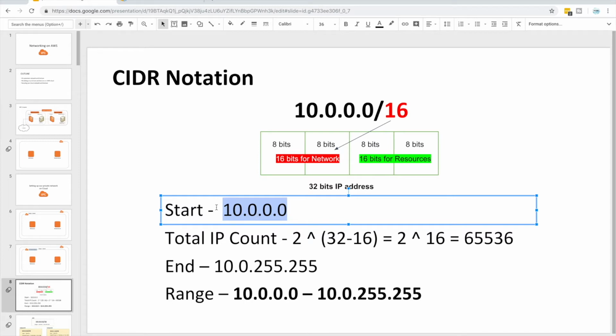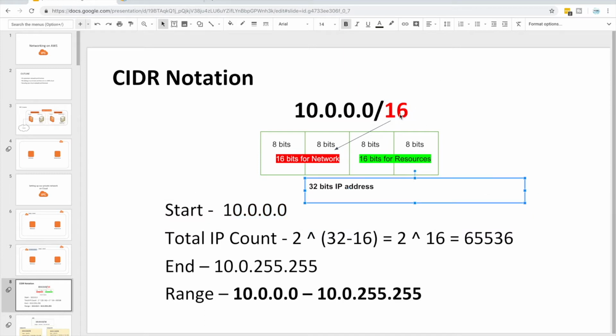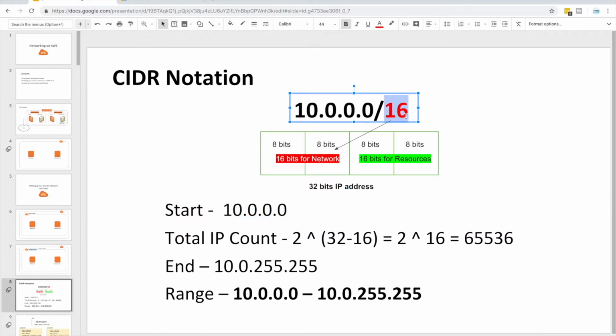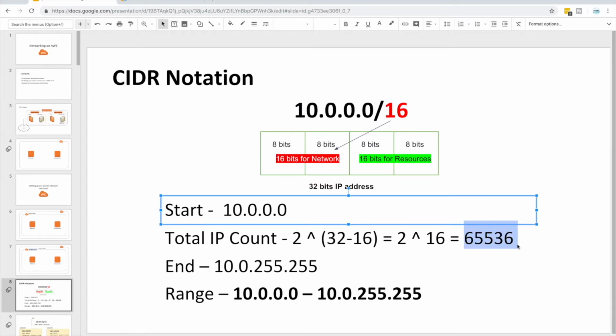And how do we count the total IP range of this CIDR block? That's a very easy calculation. The easiest way of calculating the total IP count is to take this last number, in this case /16, or it could be /24, and deduct it from 32. Then you get the bits allocated for your resources or your hosts, and then take the power of it. In this case, 2 to the power 32 minus 16, that is 2 to the power 16, 65,536.